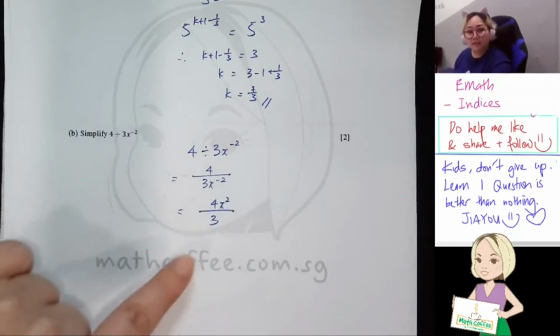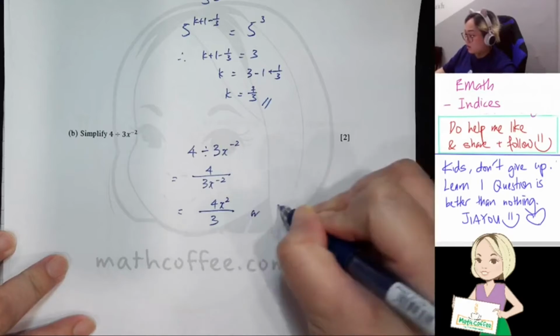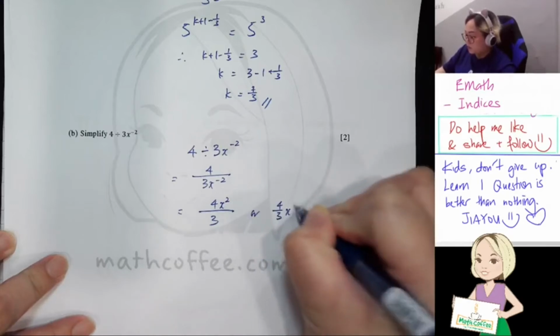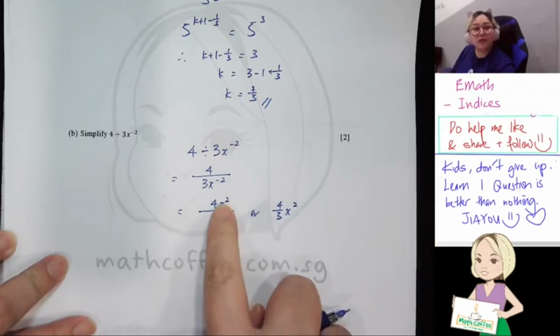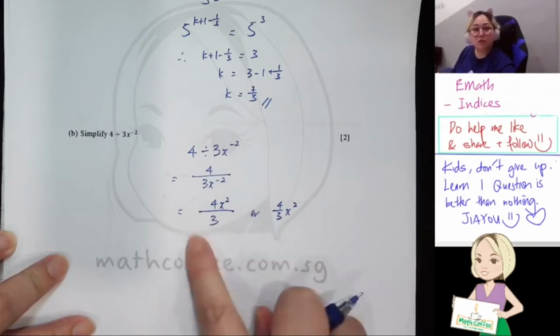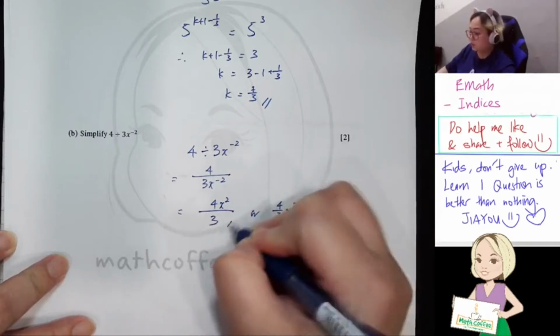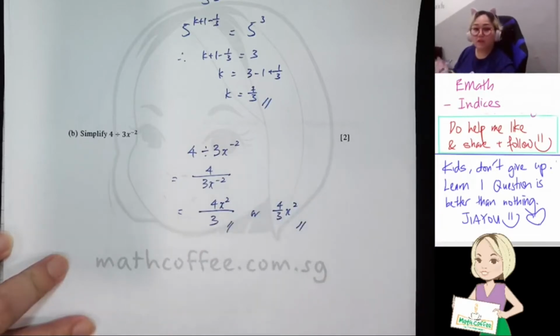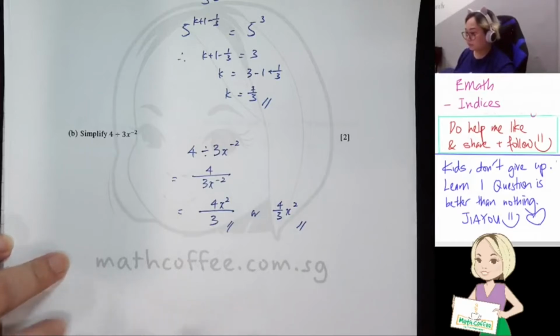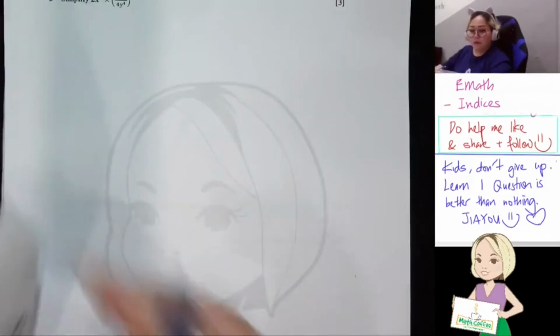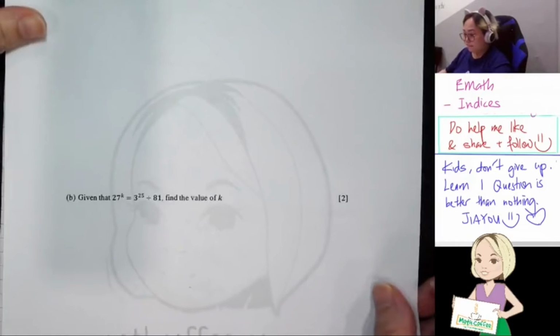Okay, you can leave your answer in this form, or you can write it as 4/3 x squared, also can. When it's at the numerator, you can put it in the middle. So either way also can. This one or this one also can. Just give one of the answers. Okay, so let's move on.